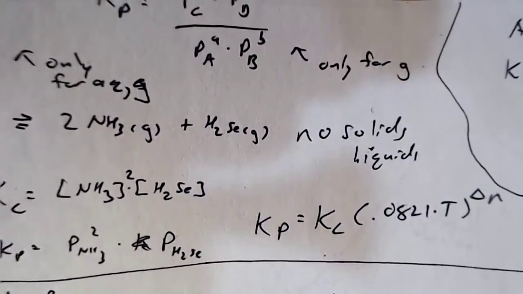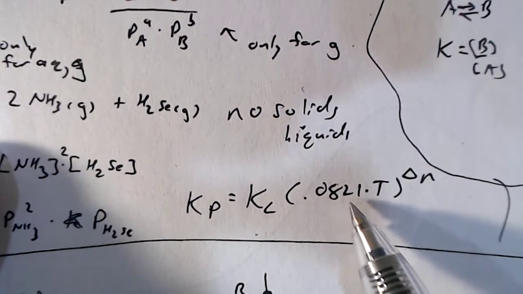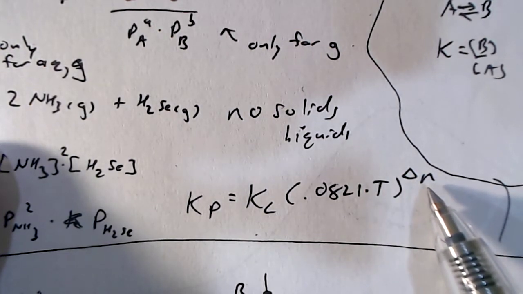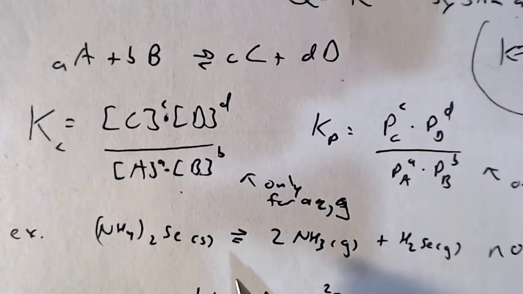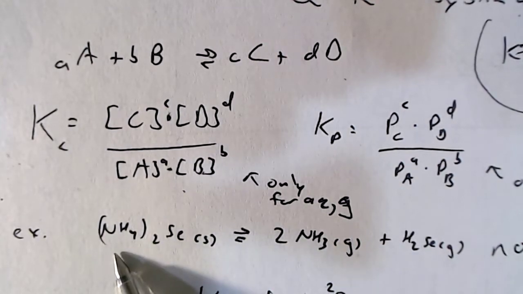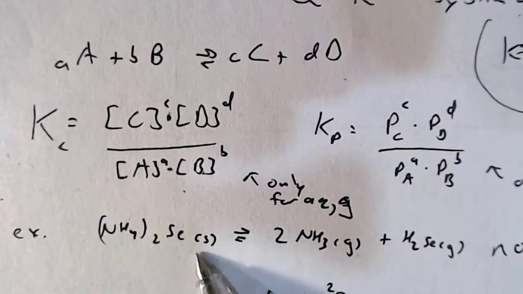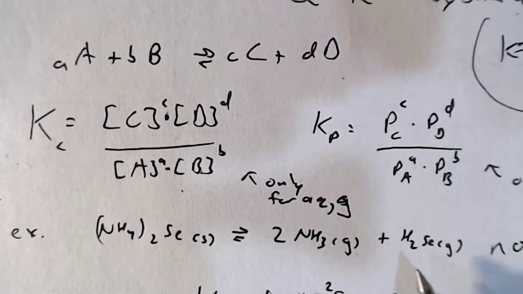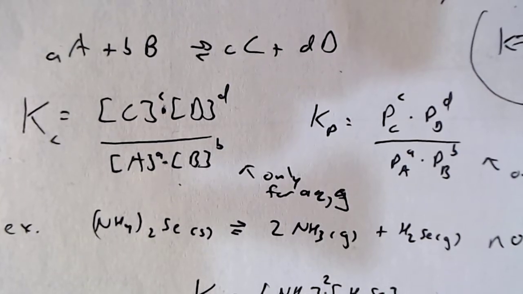Now, sometimes you'll need to convert between Kp and Kc. Kp is equal to Kc times 0.0821 R times the temperature in Kelvin to the power of delta N, where delta N is the change in the number of moles of gas going from reactants to products. So in this case, we start with 0 moles of gas because there is no gas, it's just solid. And then we end up with 2 plus 1, 3 moles of gas. Delta N is equal to 3 in this case.